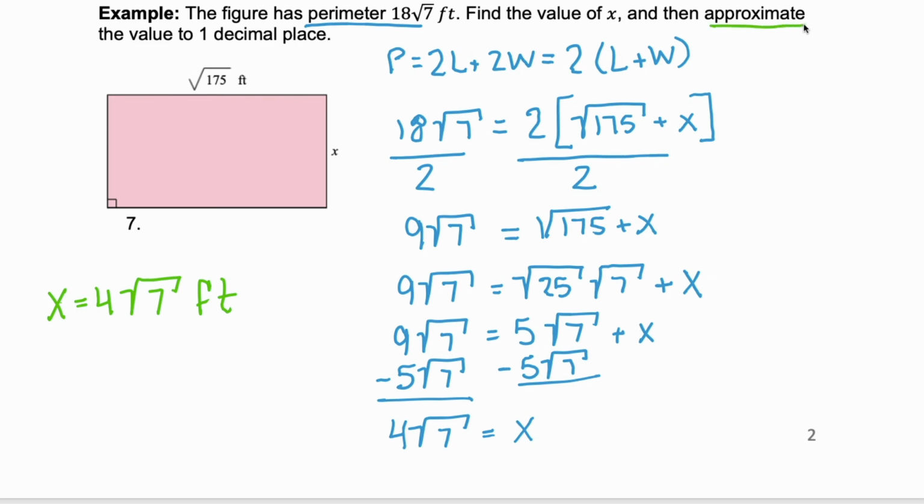We're also asked to approximate to 1 decimal place. To do that, you're going to enter 4 square root of 7 into your calculator, and you'll get that this is approximately equal to 10.6 feet. We put these two squiggly lines to say approximately equal to. That's because we had to round that square root of 7 in order to get it down to the 1 decimal place.